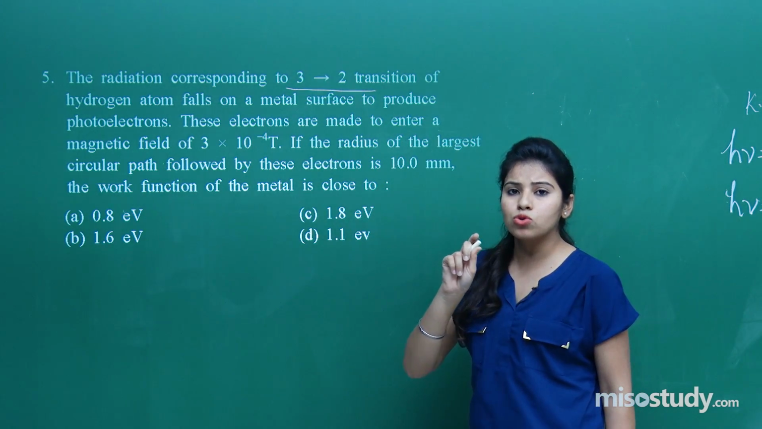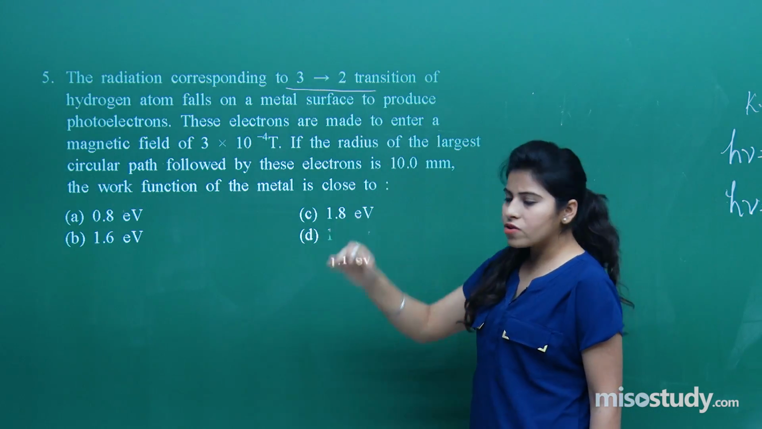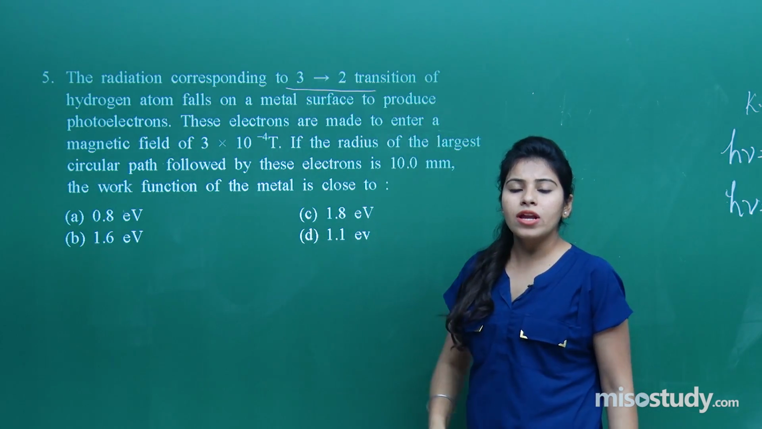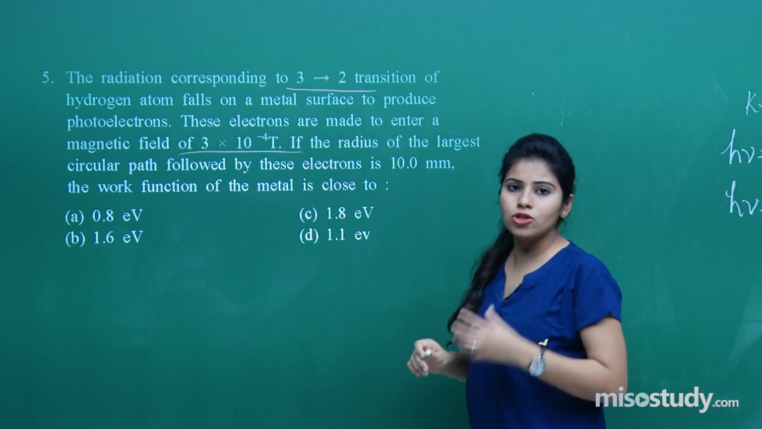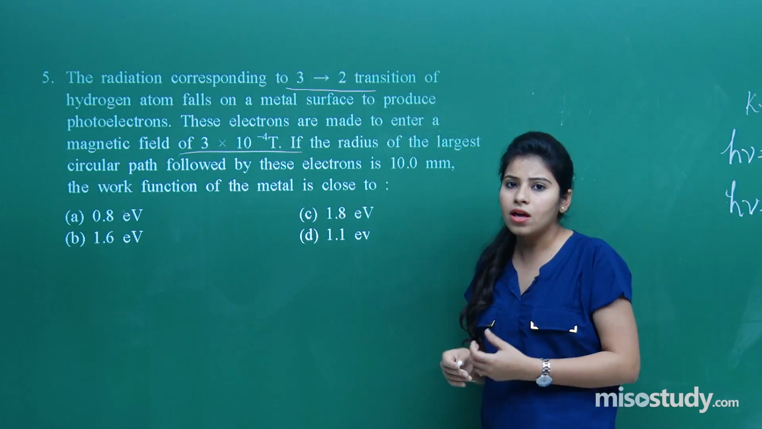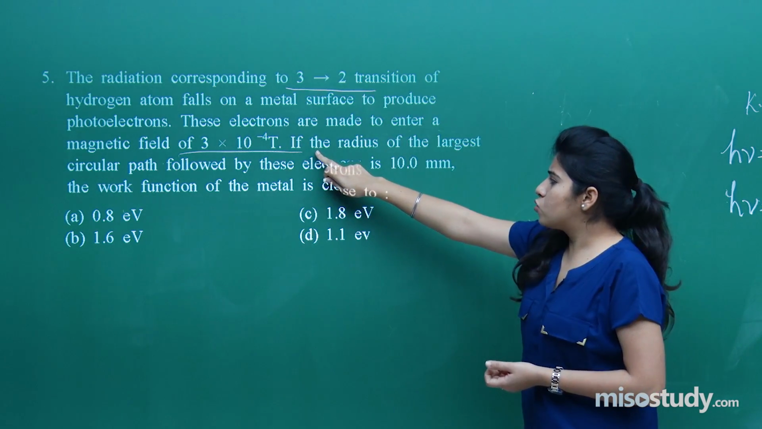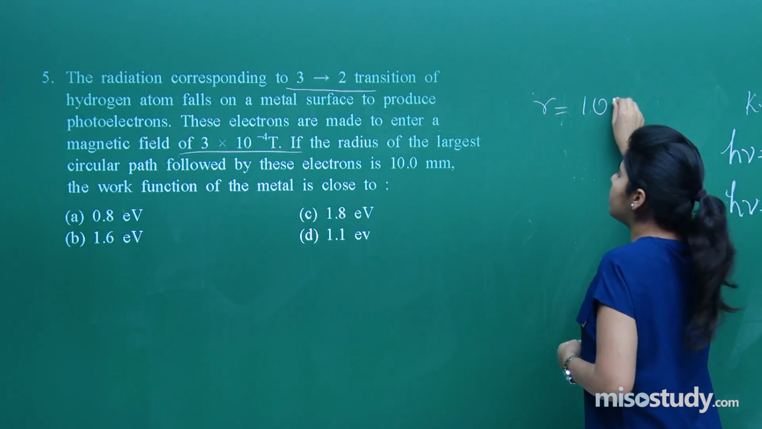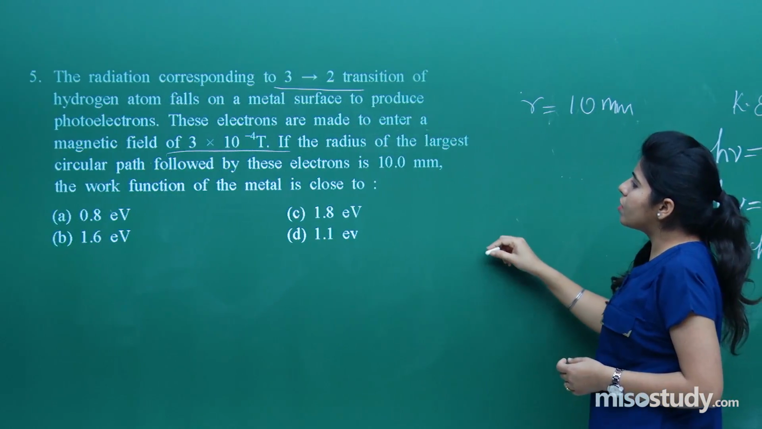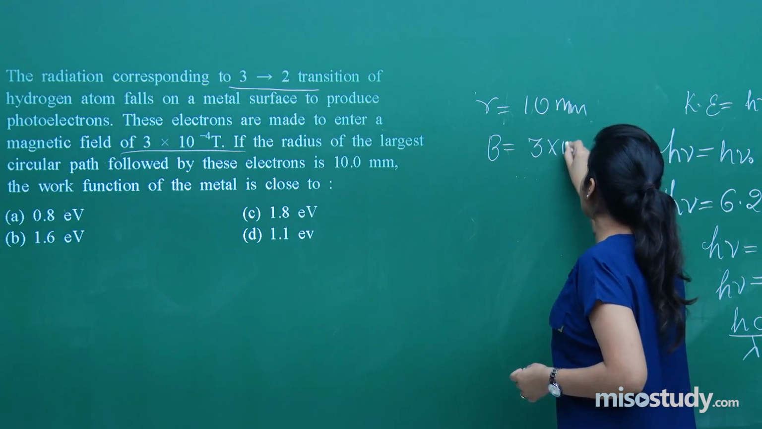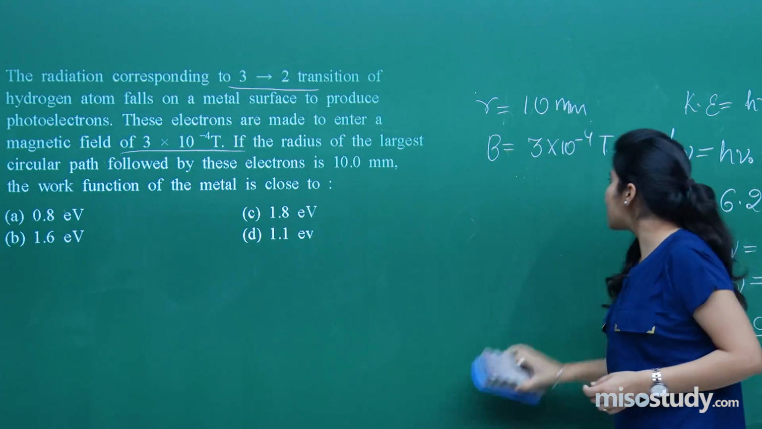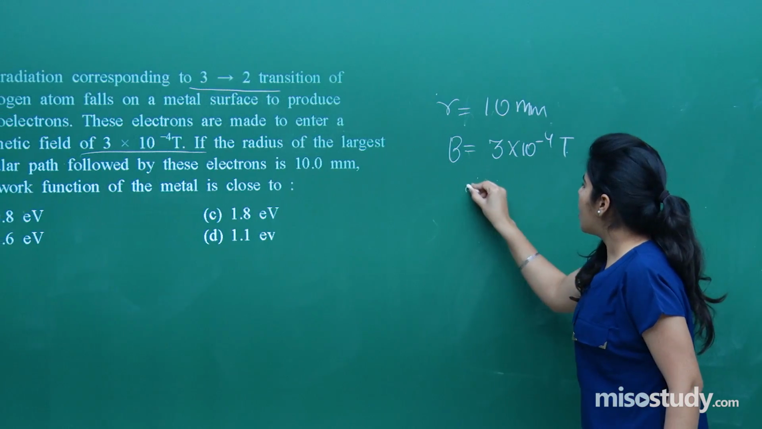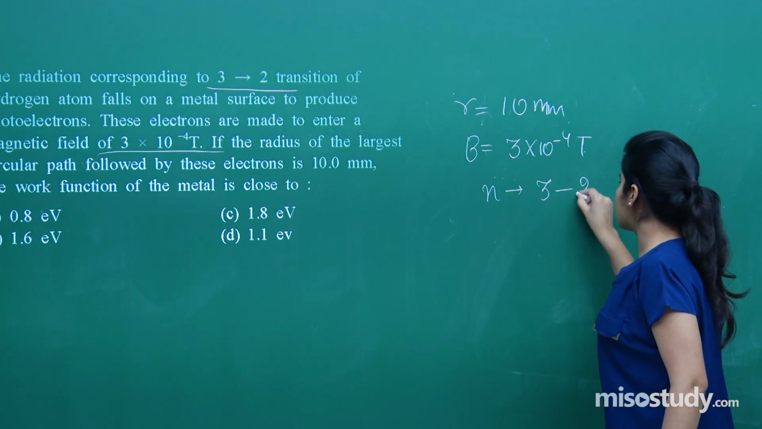First of all, the thing that has been given is the transition, from energy level n equals 3 to energy level n equals 2. And during the transition, the photoelectrons are being emitted. These photoelectrons are then made to enter the magnetic field. And you know that when the photoelectrons move in the magnetic field, they will rotate in a circular path. And so they are telling us the radius of the largest circular path followed by these electrons, and this radius is 10 millimeter. What else has been given? Magnetic field. This has been given as 3 into 10 raised to the power minus 4 Tesla. The transition is taking place from n equals 3 to 2.